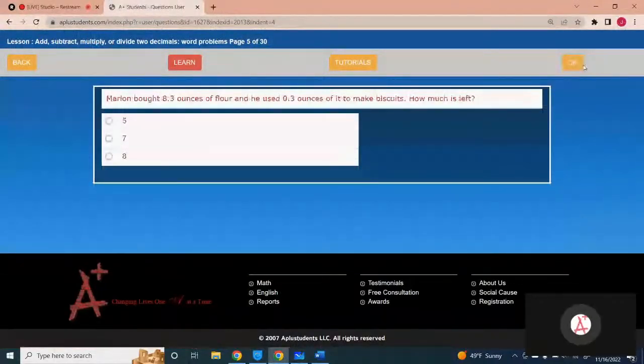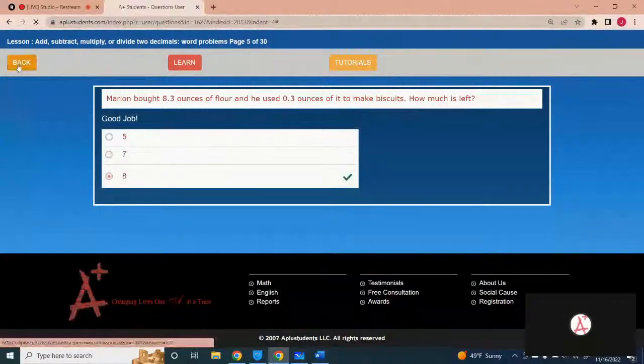Okay, Marlon bought 8.3 ounces of flour and he used 0.3 ounces of it to make biscuit. How much is left? What you have to do, add, subtract, multiply, or divide? You have to subtract. You have to do 8.3 subtract 0.3, then it would be 8. Got it? Okay, you can complete the test by yourself later today.